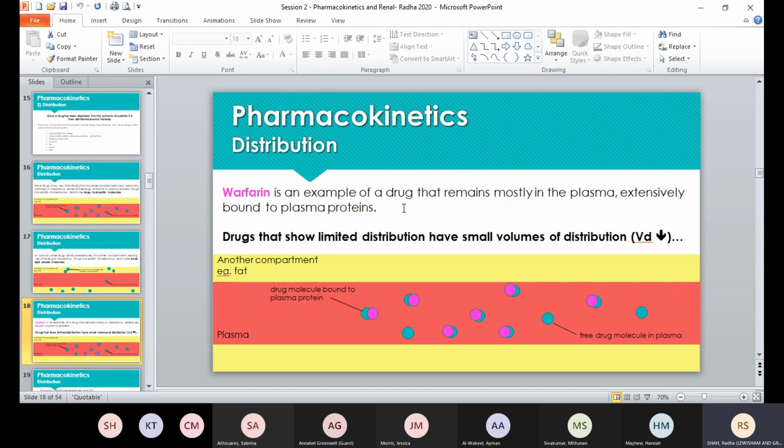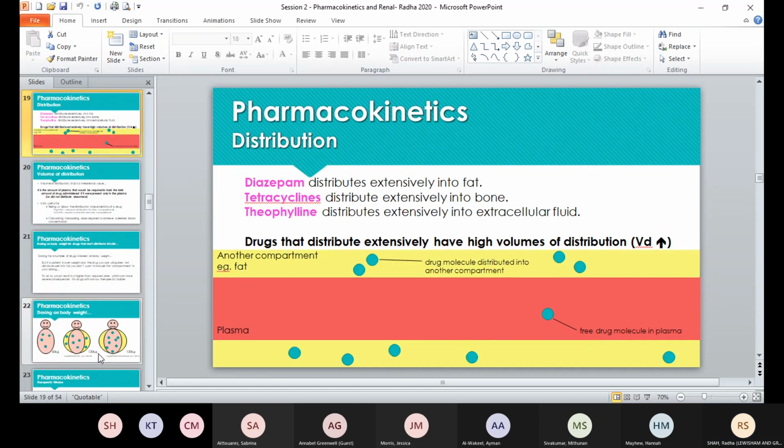Drugs that show limited distribution have small volumes of distribution because they're confined to the plasma. Whereas drugs like diazepam distribute extensively into the fat, so you see this in the yellow compartment. Tetracyclines distribute extensively into the bone, which is why you can't give them to children because of those side effects. And theophylline distributes extensively into the extracellular fluid.